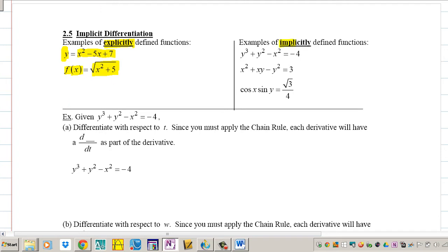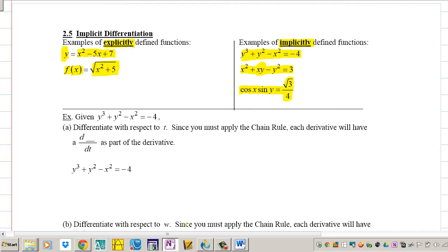Implicit functions or equations, relations, are actually just equations with x's and y's, not necessarily in any order, but x's and y's just mixed around in an equation. In other words, we don't know what y equals, but that's why it's called implicitly defined, because we don't know what these variables are equal to. Also with the second one, notice that in the middle term we have x times y, and then the last one we also have an x and a y being multiplied, and we don't know what y is explicitly.